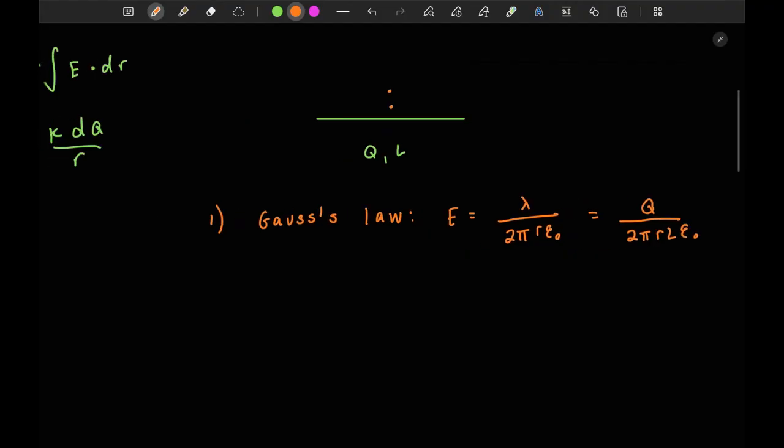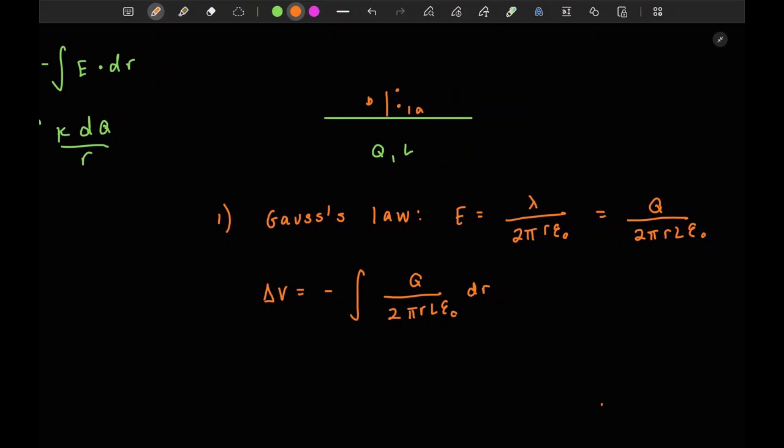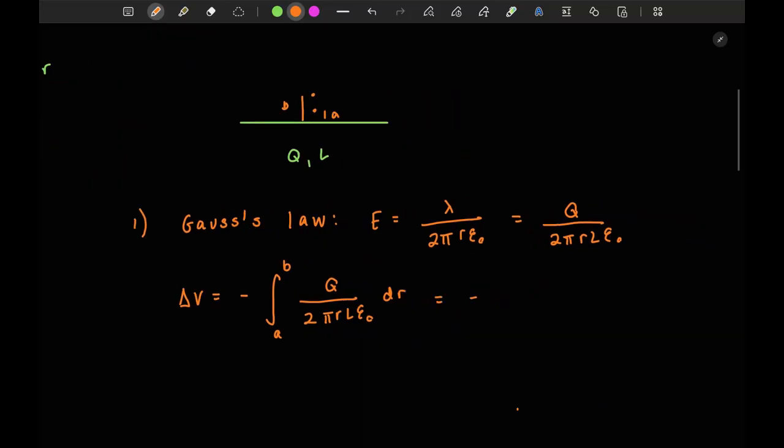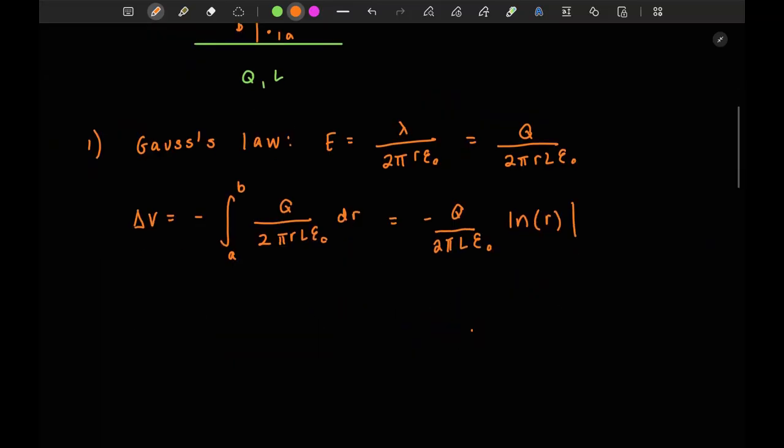And so if point A is a distance A away and point B is a distance B away, I can now compute my electric potential difference. I'll say delta V is equal to minus integral Q over 2 pi r L epsilon naught dr, and we'll integrate from A to B. So going ahead, this gives us negative, pull out all the constants, Q over 2 pi L epsilon naught. And the integral of 1 over R will give us natural log of R evaluated from A to B.